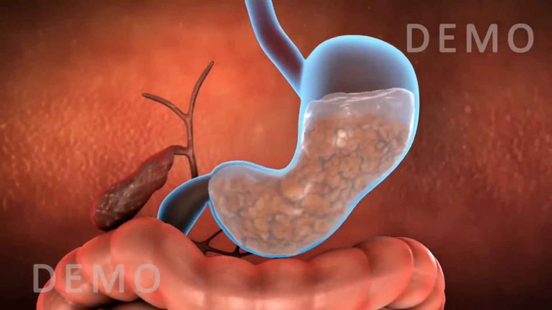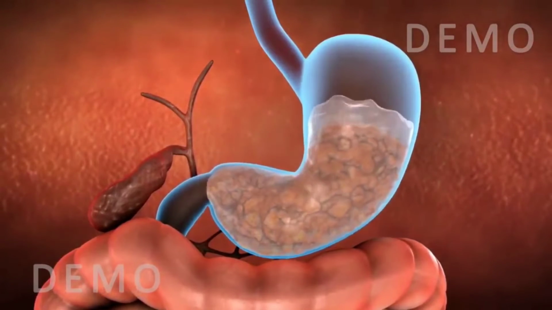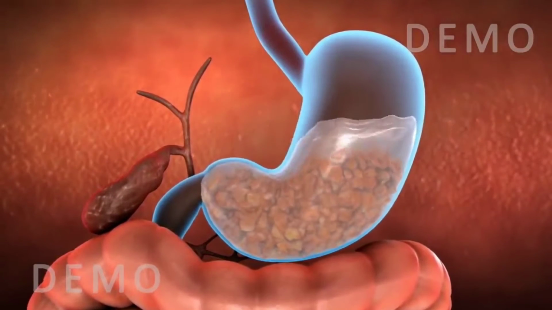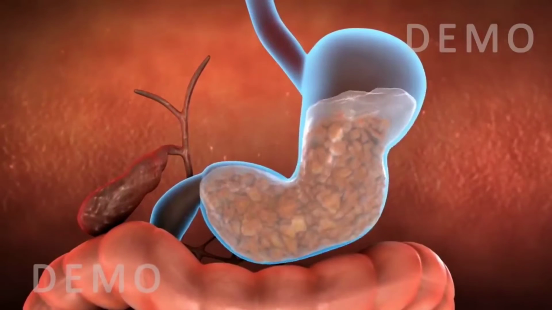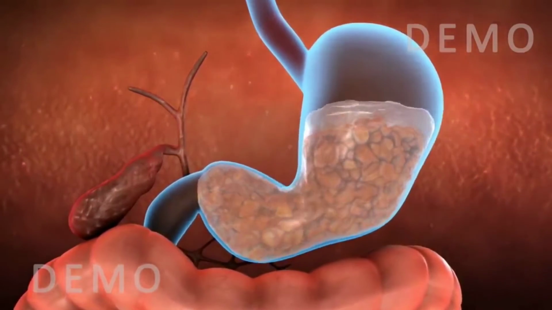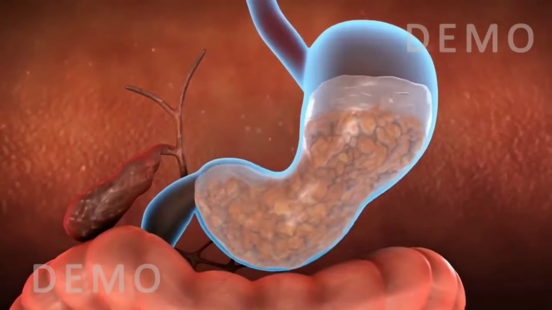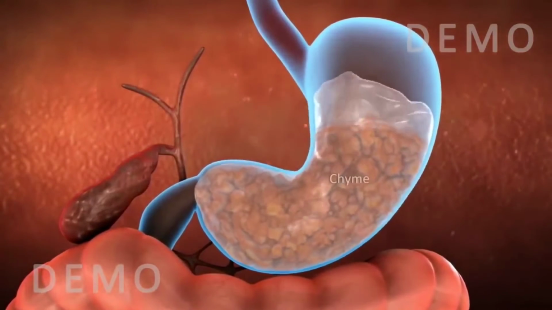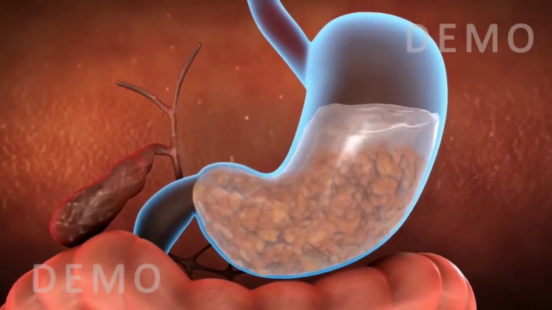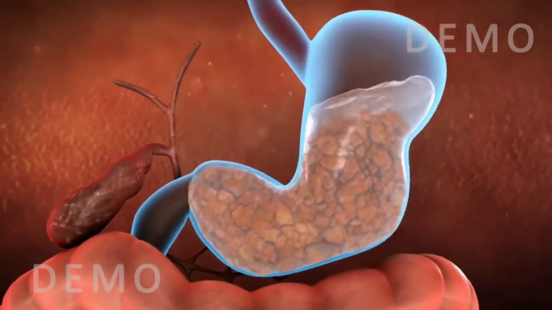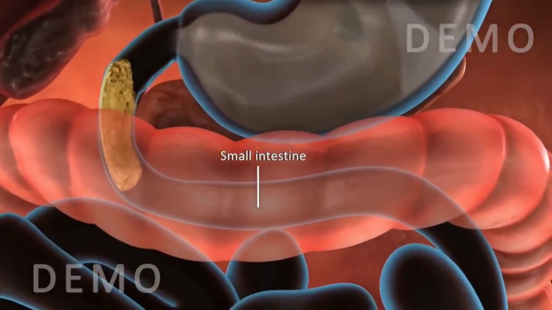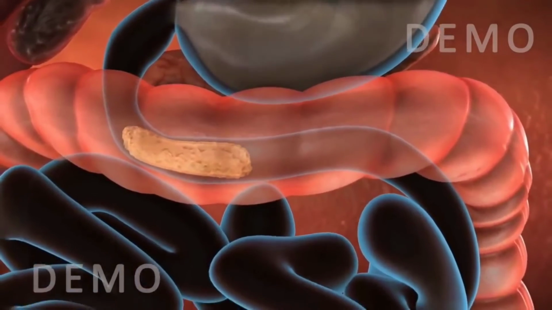Muscular contractions in the stomach churn this food mass to further break it down and mix it with secretions in the stomach to form a thick liquid. This thick liquid is called chyme. The chyme exits the stomach through peristaltic movements and enters the small intestine where most of the digestion occurs.